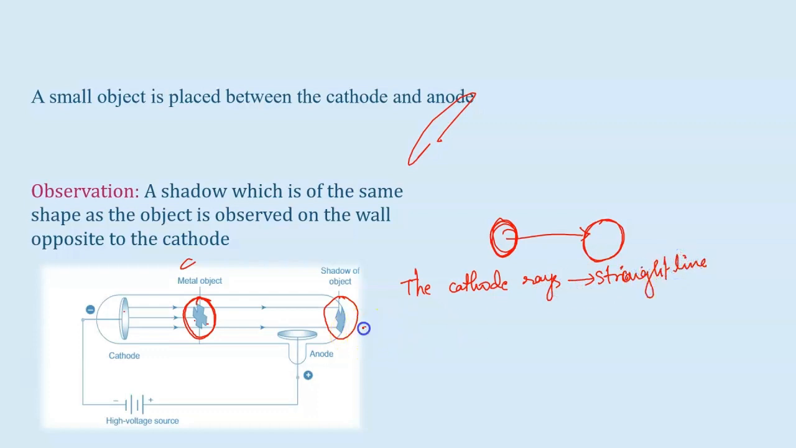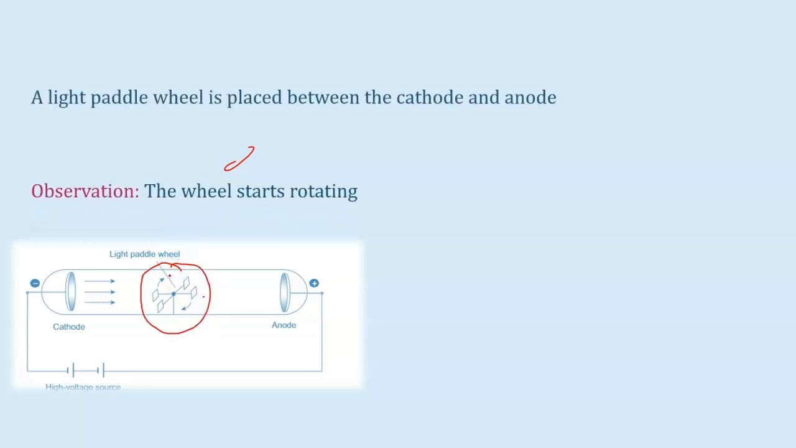So this is one property which we can say, right? Next, the second one: I have placed a paddle over here. What is the observation we can see? Whenever the paddle is placed between the cathode and the anode, we see that the wheel is rotating. So by this, what can we say?